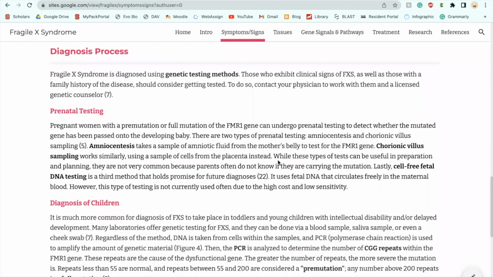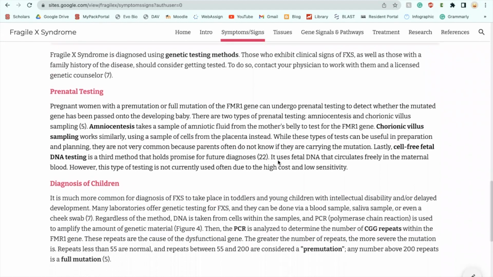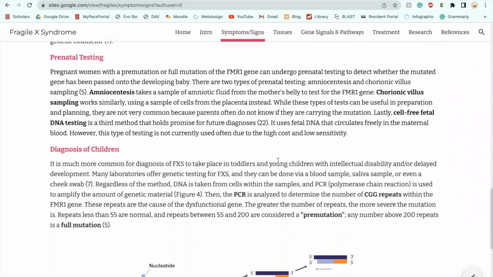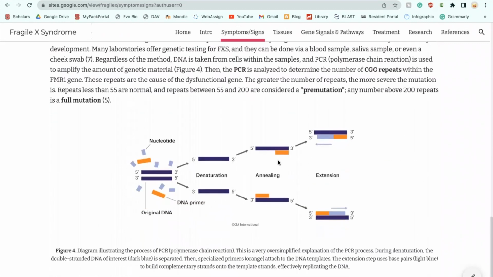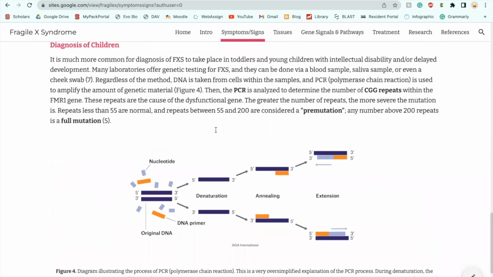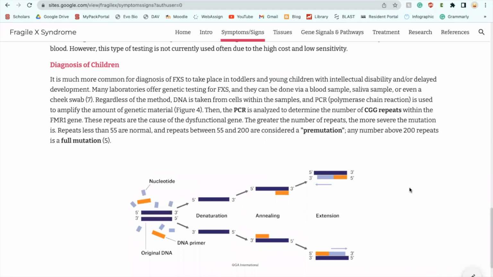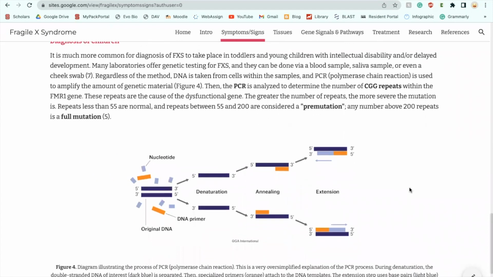And then I also talked about the diagnosis process. You can do prenatal testing before the baby is born, and then diagnosis of the child, usually when they're around toddler age. And I chose to include this diagram that shows how PCR works, because I did talk about PCR in the diagnosis of children section, and I wanted the reader to have a better understanding of what I was talking about there.